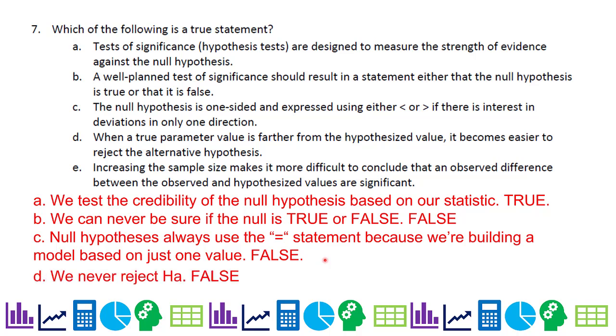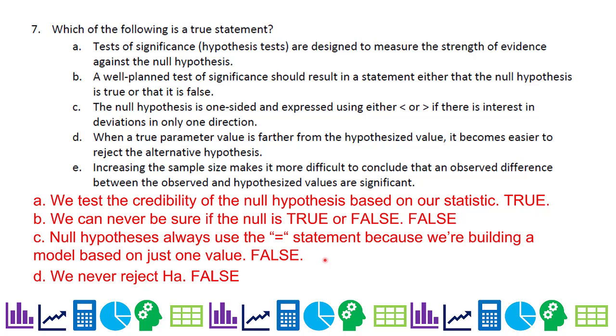When a true parameter value is farther from the hypothesized value, it becomes easier to reject the alternative hypothesis. We never reject the alternative, but it does become easier to reject the null. So if that said null, that would be a true statement, but it says the alternative.